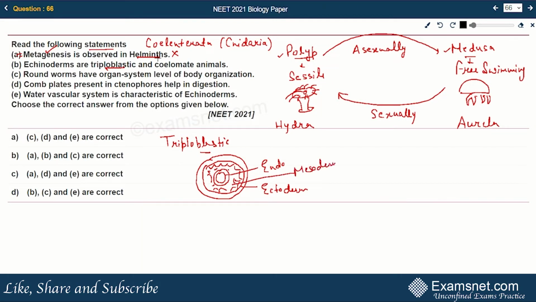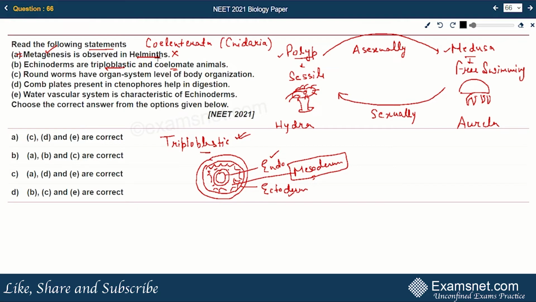Those organisms having only endoderm and ectoderm are known as diploblastic, whereas those organisms having all three layers are known as triploblastic. So the echinoderms are triploblastic. And what do you mean by coelomate? Coelom means body cavity, which is lined by the mesoderm. Those organisms in which the body cavity is lined by the mesoderm are known as coelomates. So statement B is correct because echinoderms are triploblastic as well as coelomate animals.